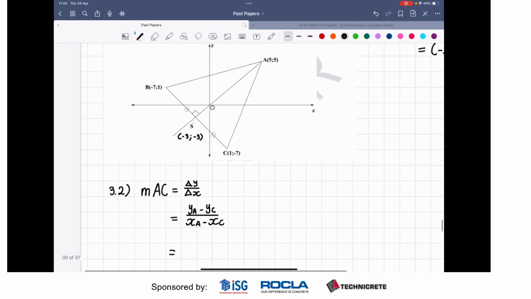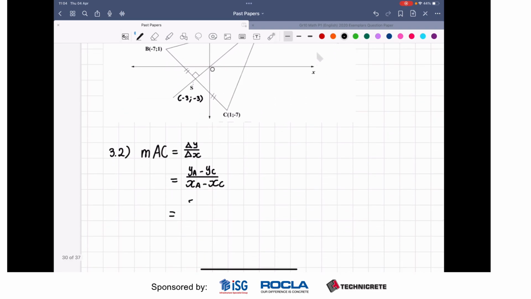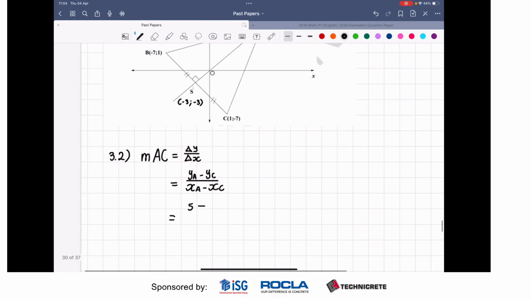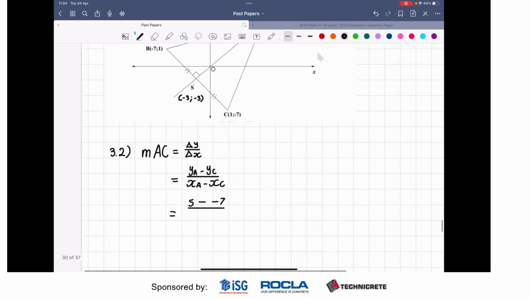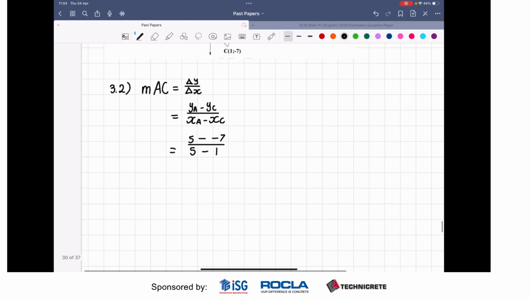So the y value of A is 5, and that is minus the y value of C, which is -7. And then the x value of A is 5 minus the x value of C, which is +1. Now this 5 minus -7 at the top is going to become positive, so I've got 5 plus 7, which is 12, and 5 minus 1 is 4, and so the gradient is just 3.